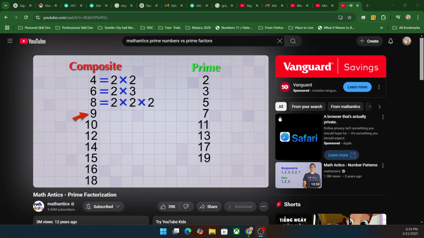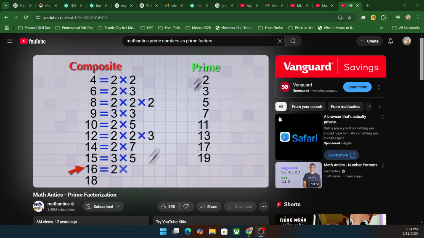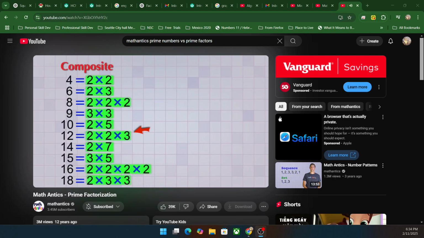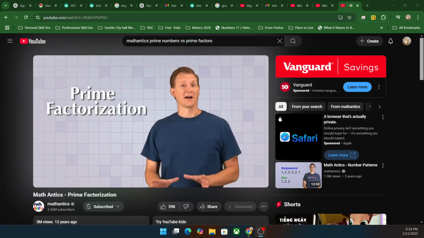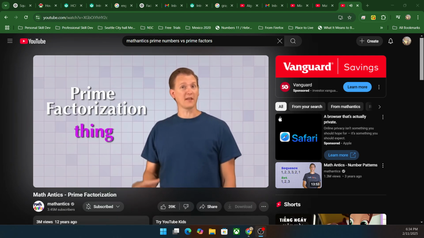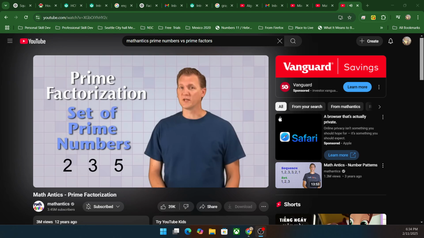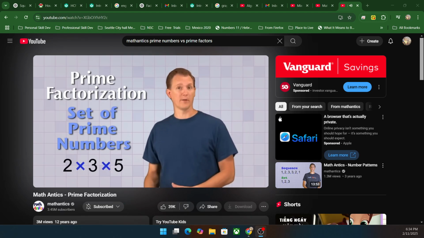And the composite number 9 can be made by multiplying the primes 3 times 3. We could keep going like this, and you would see that all the composite numbers are made by multiplying different combinations of prime numbers together. And each of these combinations is called the prime factorization of its composite number. So the prime factorization is a thing. It's the set of prime numbers that you multiply together to get another number.